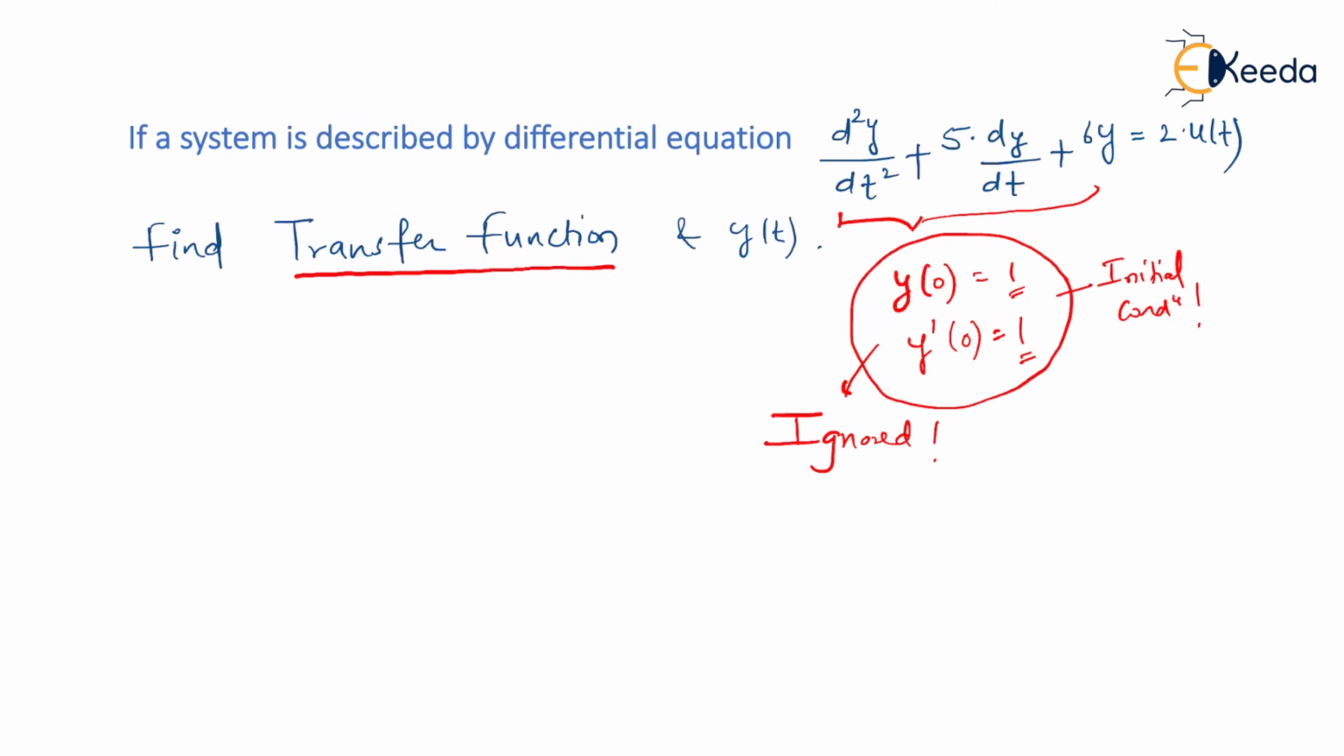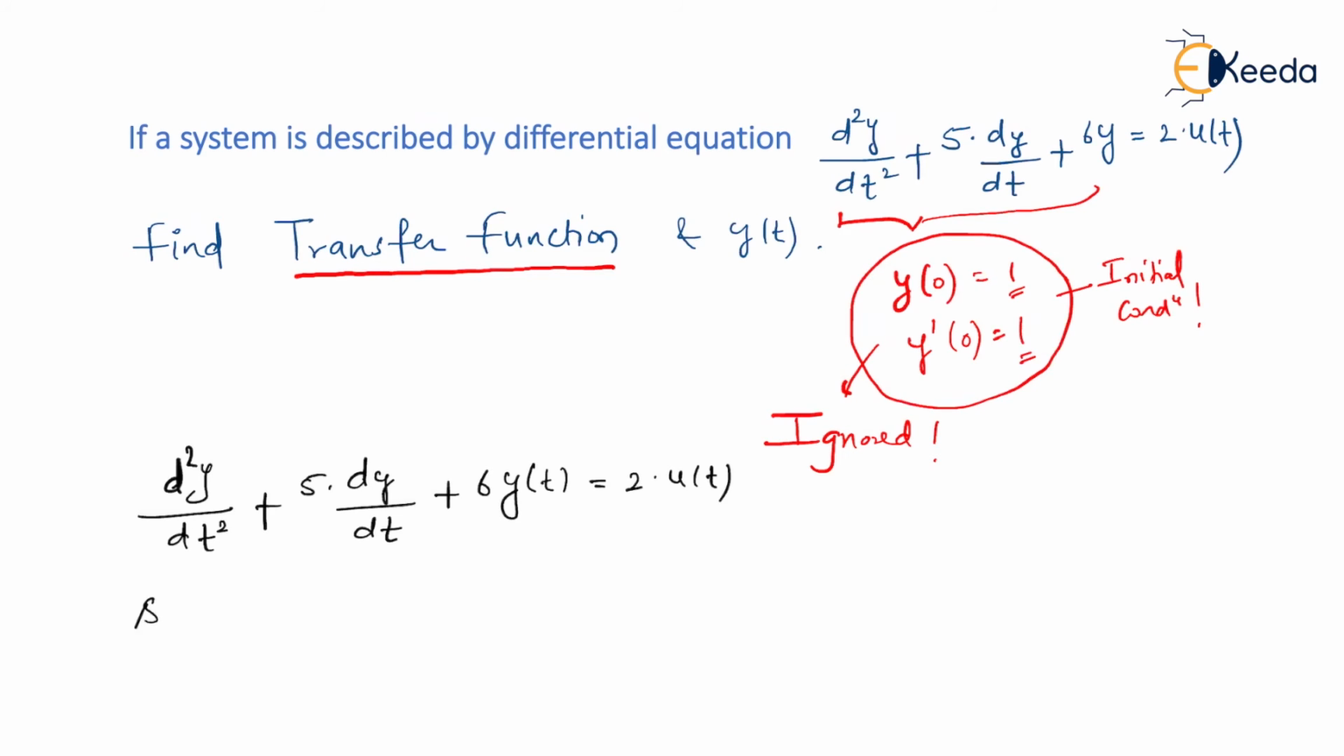So let me just write what differential equation is given, which is d square y by dt square plus 5 times dy by dt plus 6y of t, which is equal to 2 times u of t. Of course, u of t is nothing but unit step. So just take Laplace on both the sides. What you will get? For d square y by dt square, you can write s square times y of s plus 5 dy by dt will give you s times y of s plus 6 as constant.